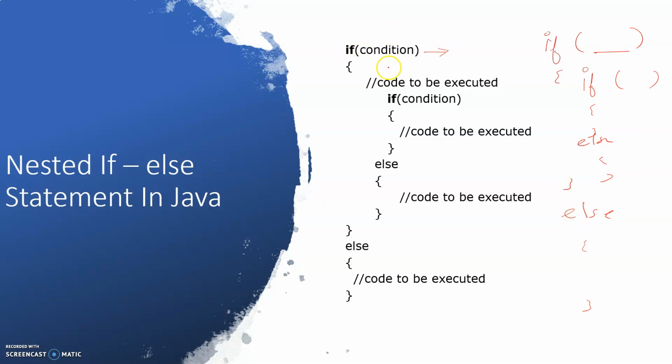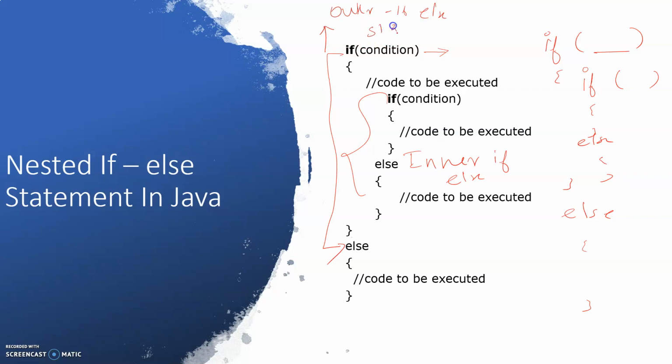See here, if condition, else. So this one we call it as an inner if else statement in Java. The outer one we call it as an outer if-else statement in Java. So writing an if-else inside another if-else, we call it as a nested if-else statement in Java. Let's see how it's going to work.